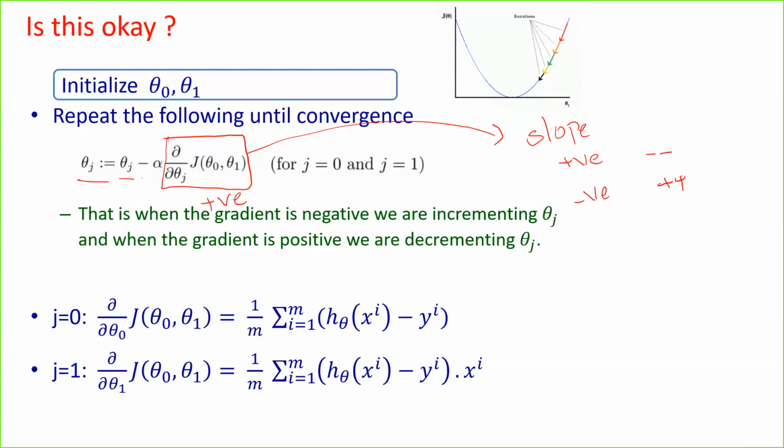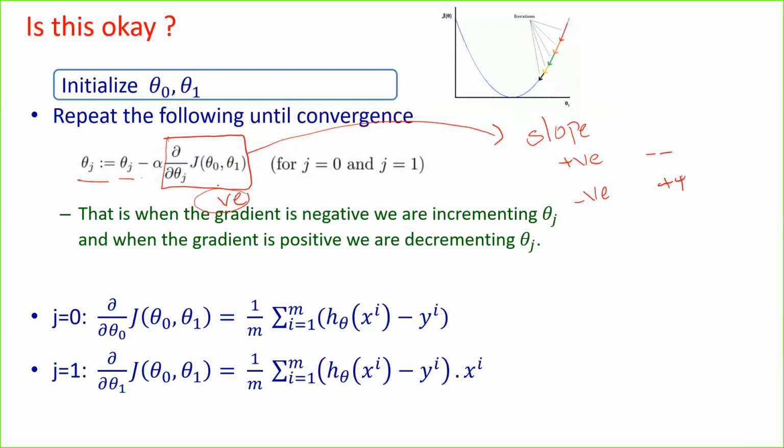So if this is positive, what are you doing? Ignore alpha for some time. Let's take alpha equal to 1. So theta j equals theta j minus some positive quantity. Are you decrementing or incrementing? Decrementing only, right? You are subtracting some positive quantity, which means you're decrementing it.